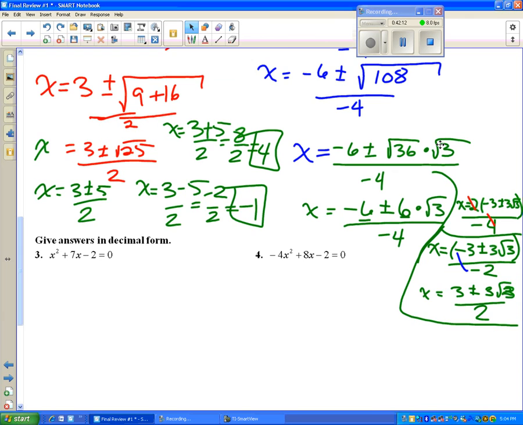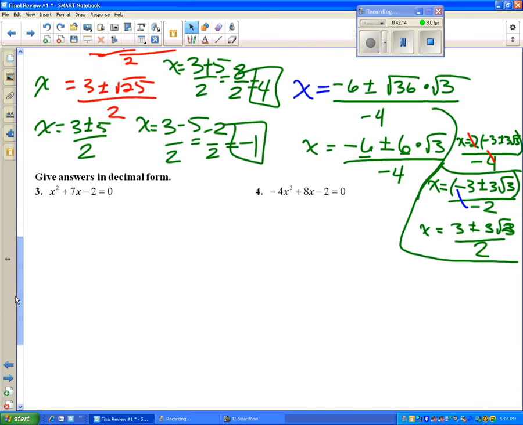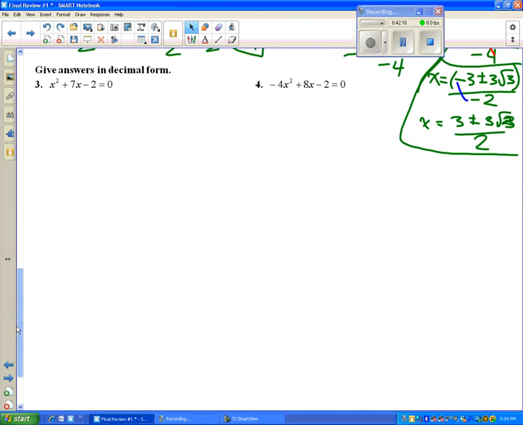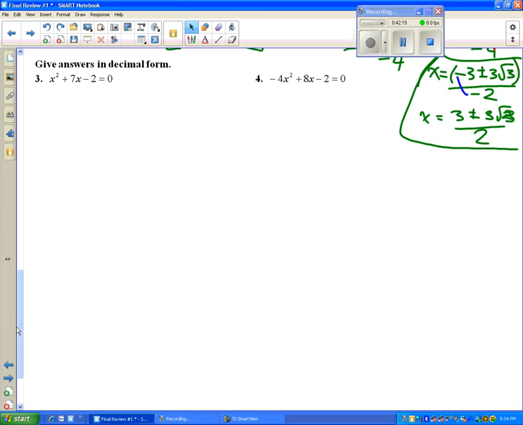Wow, that was a heavy problem. That was a hard problem. Might be something you might want to put off to the end. That's kind of something you need to choose and figure out. Let's go on. Give the answer. I can do decimals here. So I know that A is 1, B is 7, and C is negative 2.